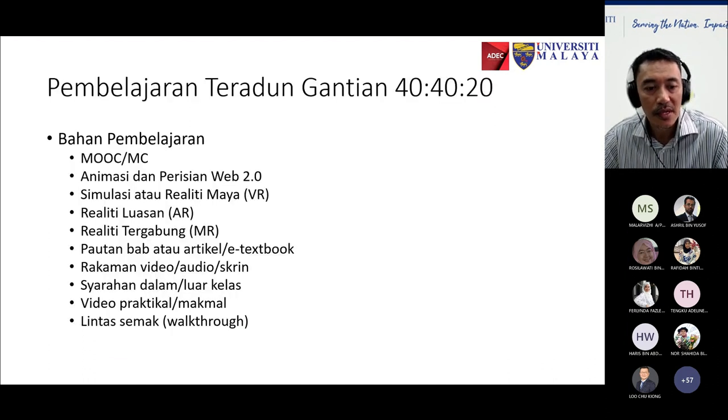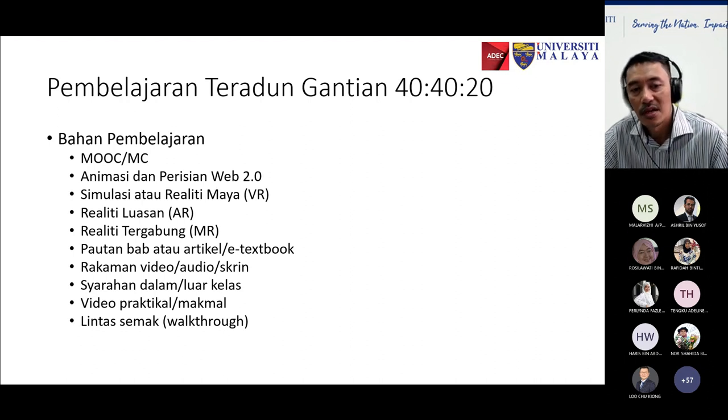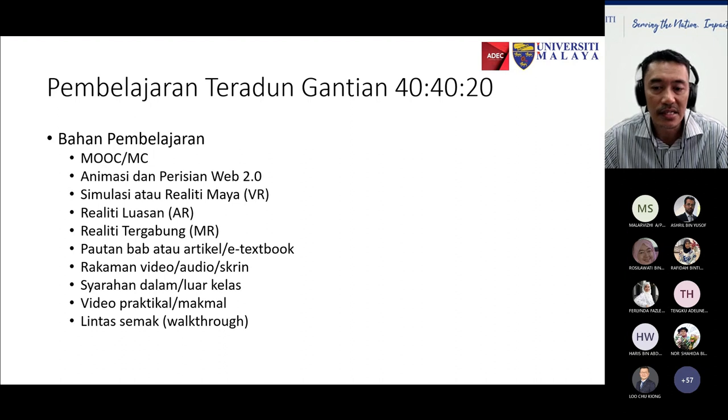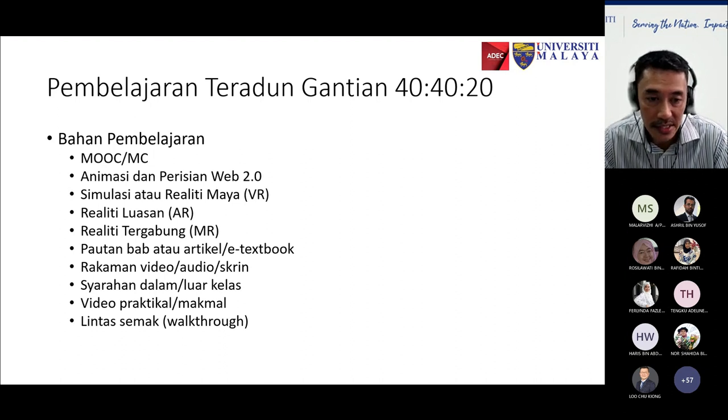Okay, so when we have the 40, 40, 20, then you would be wondering what are the items that we can put to calculate the three different elements, which is the resources, the activities, and also the assessment. So for learning resources, it can be a MOOC or micro-credentials.